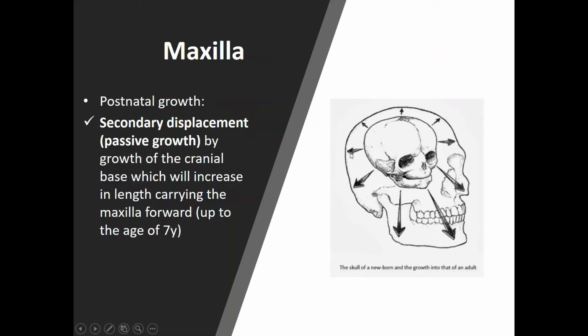And finally, we will have secondary displacement. As the maxilla is attached to the rest of the skull, as the skull and the cranial base grow downward and forward, they will carry the maxilla with them passively. And this is the secondary displacement.